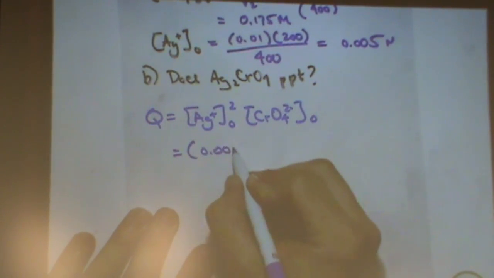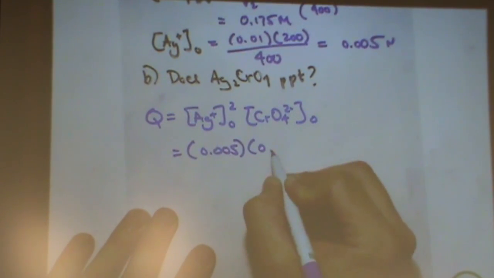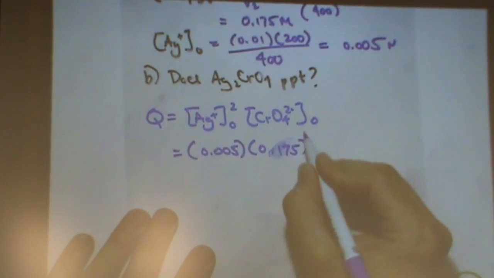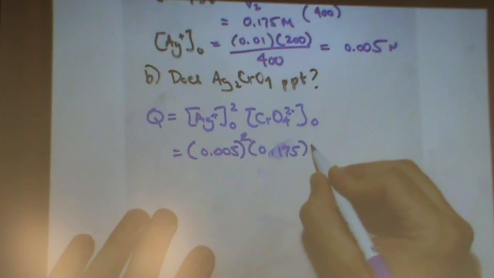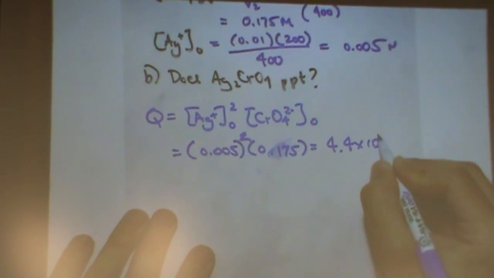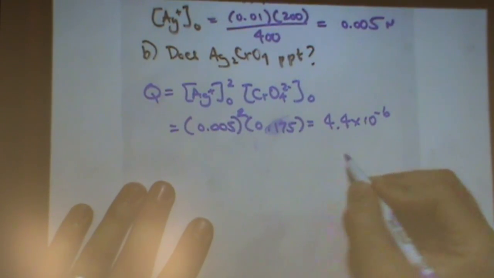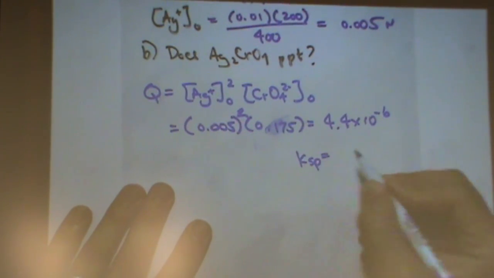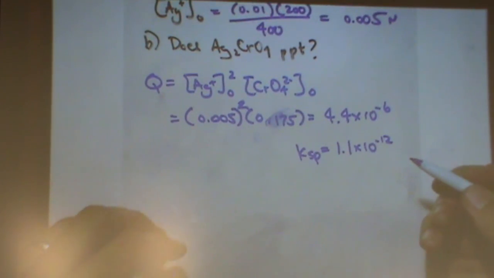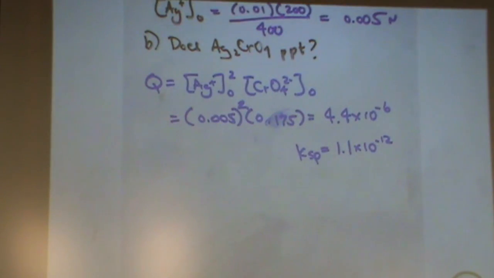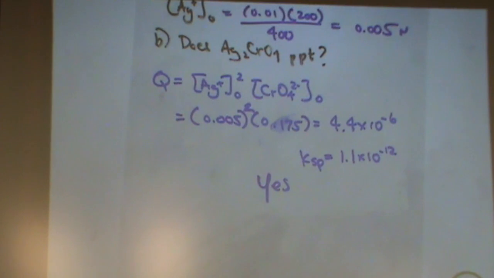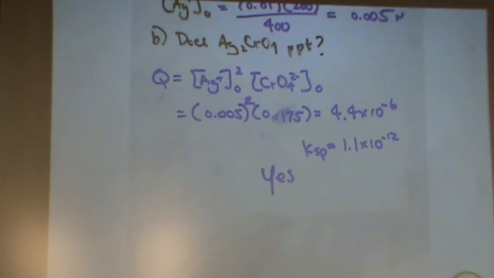So this is 0.005 times 0.01 squared. And this turns out to be 4.4 times 10 to the minus 6. I compare that to K, which has to be given on a final: 1.1 times 10 to the minus 12. Okay, does it precipitate? Yes, because Q is greater than K. That would be kind of like part B of this question.